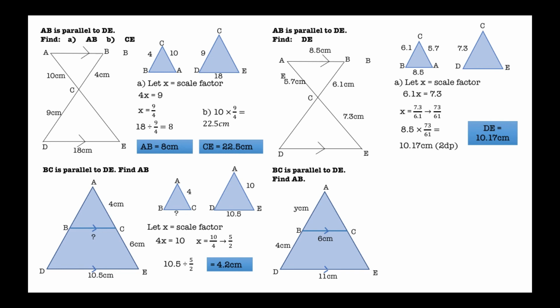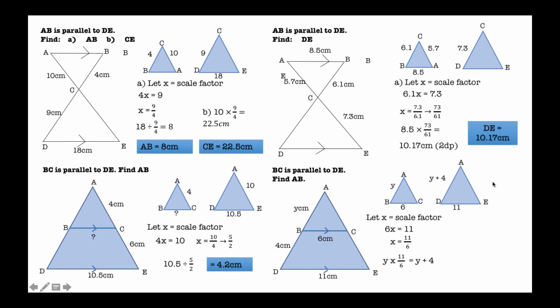And finally, find AB. So these are our two triangles. Again, a little bit tricky with the y's. We have AB equals y, which means AD must equal y plus 4. Now let's do our scale factor first. So we know that 6 and 11 match. So 6x equals 11, which means x equals 11 over 6. To find AB, which is this one here, we can do y times 11 over 6, because y times this value will give us this, and it's also equal to y plus 4.